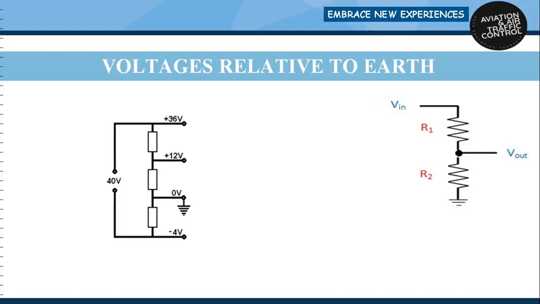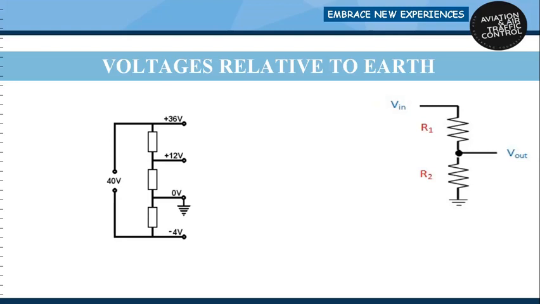If we look at the example on the left, the circuit has been provided a source voltage of 40 volts. There are three resistors on the right, and there is a voltage drop across these three. If we add all these three voltages, that is plus 36 volts, plus 12 volts, and minus 4 volts, it comes out to be 40 volts. So in a series circuit, voltage is additive. This we have proved.